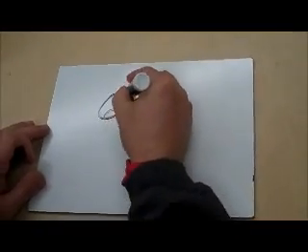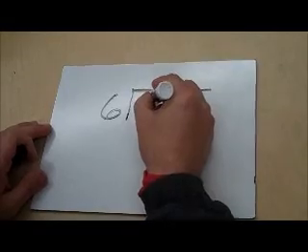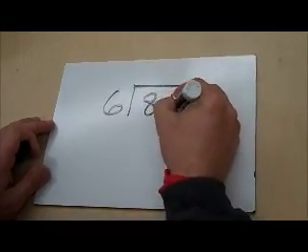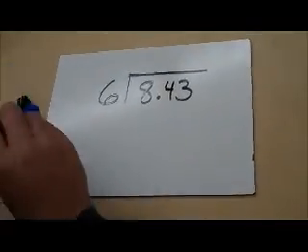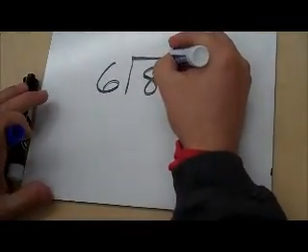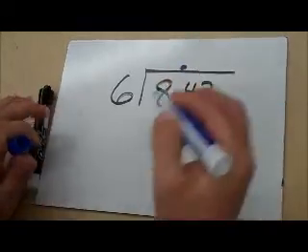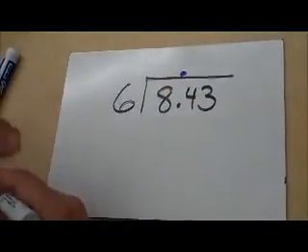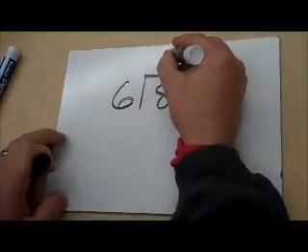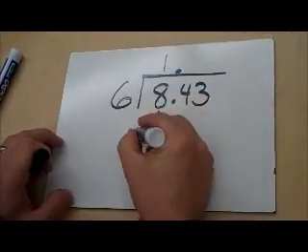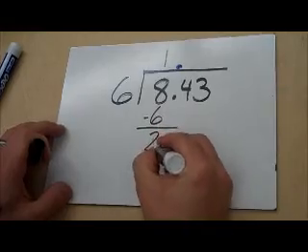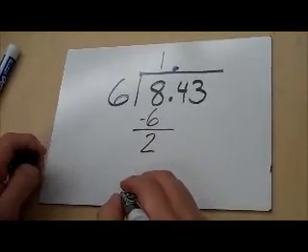I will have 8 and 43 hundredths divided by 6. First things first, I'm going to take my decimal, move it up top. 6 goes into 8 1 time. 1 times 6 is 6. Do my subtraction. 2 as a remainder.